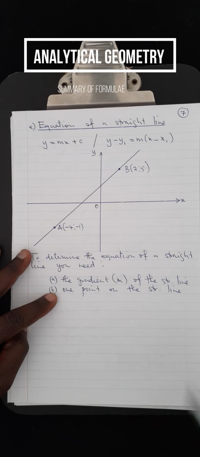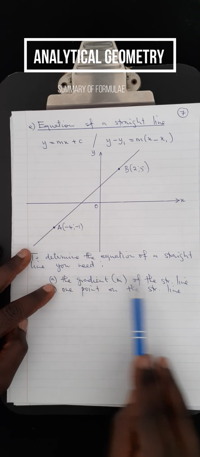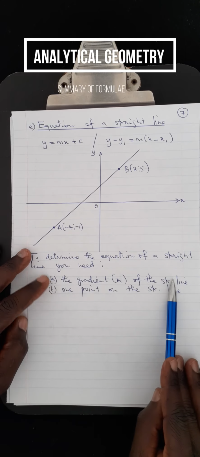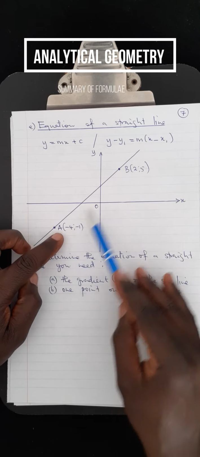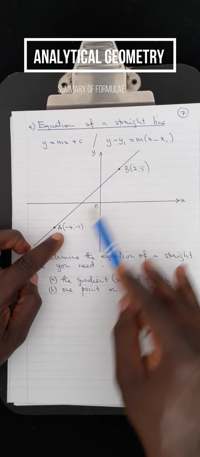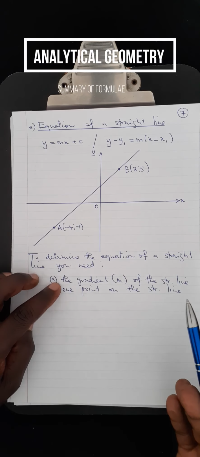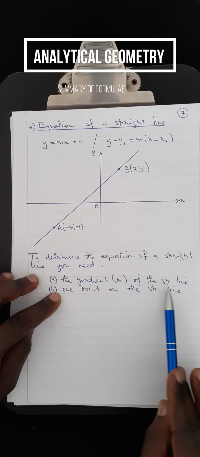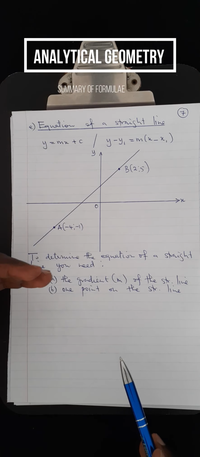And the gradient of the straight line, are we given the gradient of the straight line? Yes, we can calculate it as we have calculated earlier. We can use these 2 points to find the gradient of the straight line. So indirectly, we are given the gradient of the straight line, which we need to calculate. Then we have our point. So we will see how we are going to use these two.